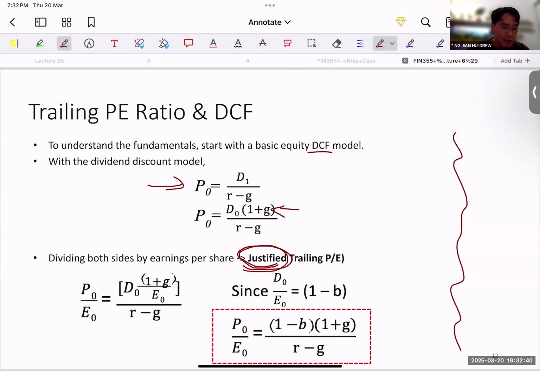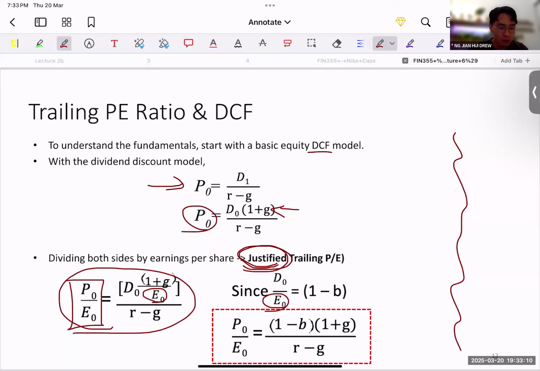Now, given that we have P0 here, we divide both sides by E0, meaning earnings in year zero. And this earnings in year zero, remember, if it's past earnings, we are getting the trailing PE. So this will give us the formula for a trailing PE. And since we know that D0 divided by E0 equals 1 minus b, what is b? Does anyone remember what b is?